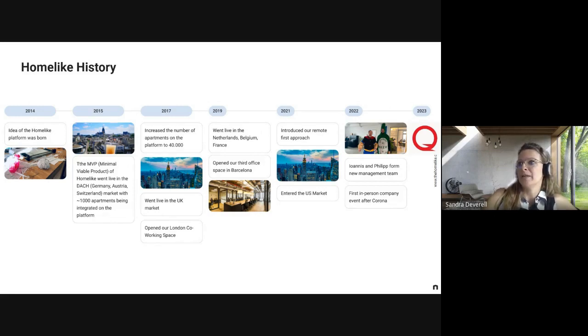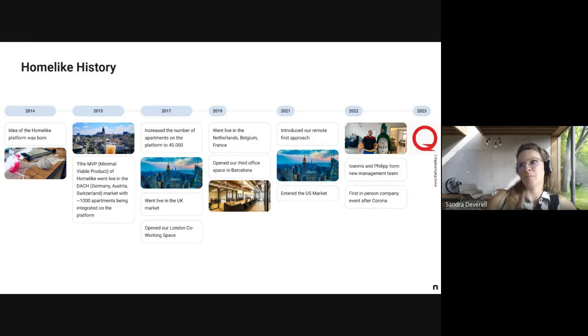In 2021, we opened up the US market, and we started working remotely, therefore activating a lot of people around the world to attract talent as well. In 2022, we had a change in leadership. Now we have Johannes and Philip leading our company, sharing the position of CEO.